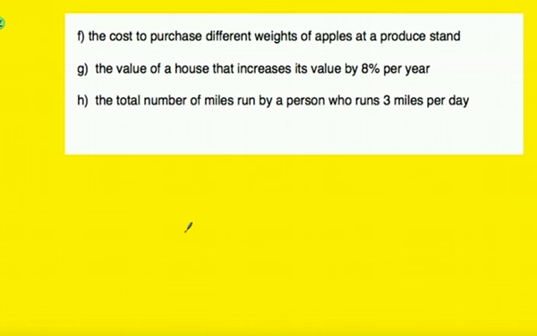F, G, and H give you specific situations, and you have to determine if it's linear, quadratic, or exponential. F says the cost to purchase different weights of apples at a produce stand. So for F, probably the easiest thing to do is to think about this in terms of something that you understand, which is how money actually works.